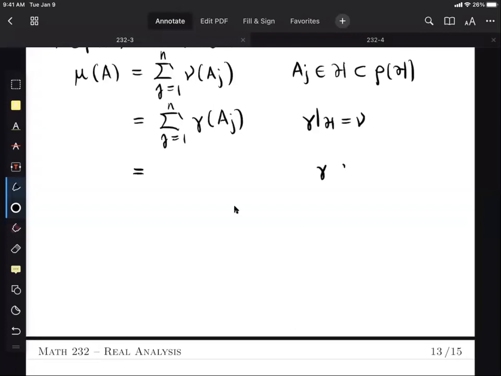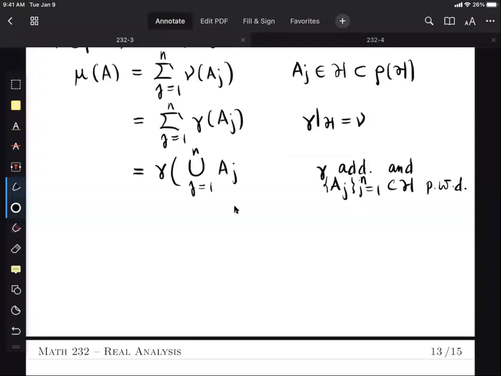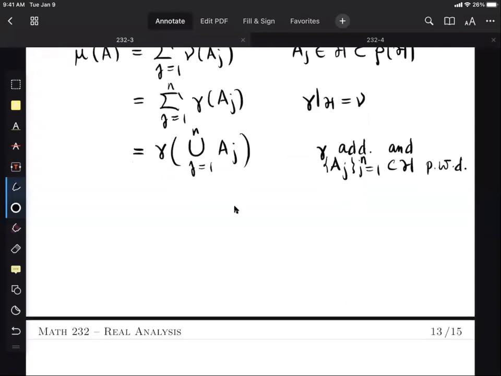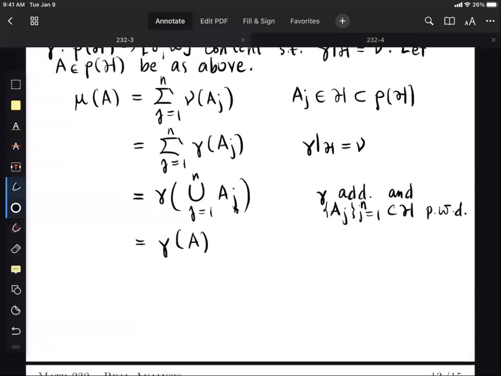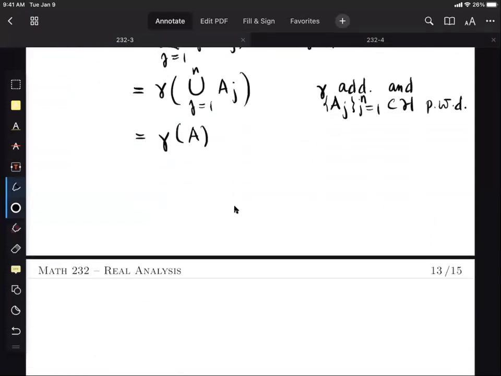Gamma being a content, it is additive, and recall a while ago that this is pairwise disjoint. So the sum of the gammas is the gamma of the union. However, as we have said, the union of the A sub j's is A. Since A is arbitrary, this implies that mu of A is the same as gamma of A for all A in the semi-ring generated by H.